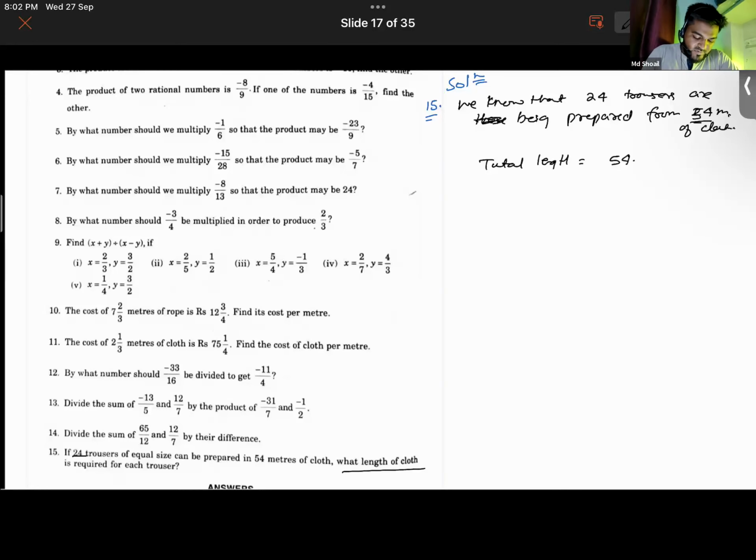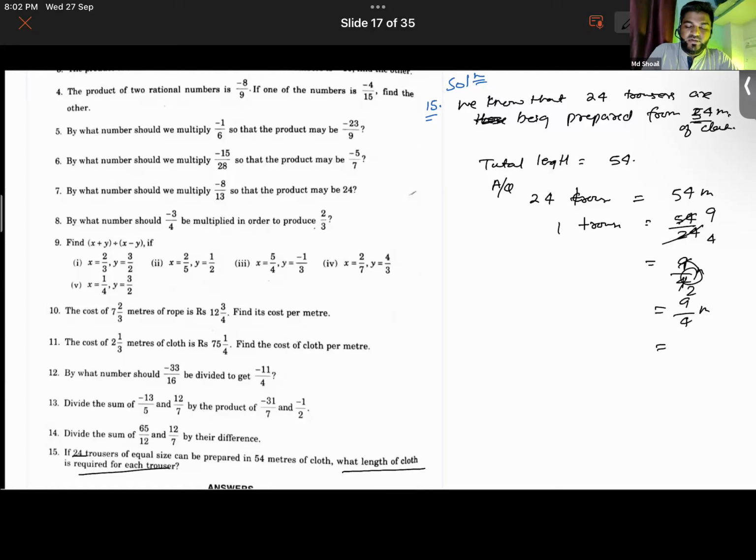Now, question asks what length of cloth is required for each trouser, right? So for 24 trousers, according to question, 24 trousers require 54 meter. So one trouser will be requiring simply 54/24. So that is giving you how much? 9/4. Great. 9/4 or 2 1/4. Simply 9/4. Or we can also write it in decimal. In decimal, it will be 2.25. Getting it now? That is the required answer.